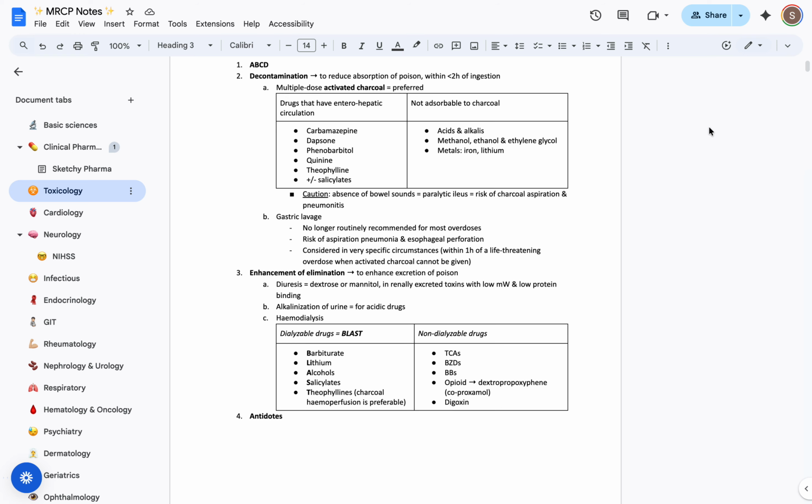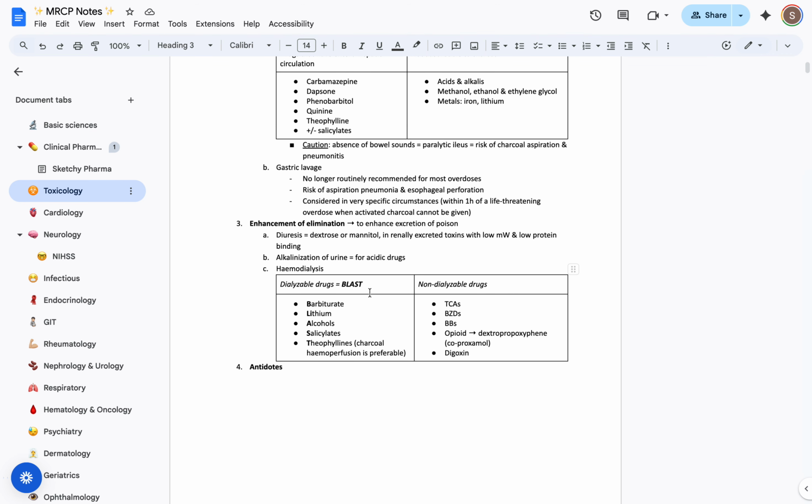For acidic drugs, we can alkalinize the urine, and then for hemodialysis, there are drugs that are dialyzable: BLAST, barbiturate, lithium, alcohols, salicylate, and theophylline. There are drugs that are non-dialyzable, where it would not be helpful, like TCAs, BZDs, beta blockers, so tricyclic antidepressants, benzodiazepines, beta blockers, and opioids, dextropropoxyphene, co-proxamol, and then digoxin. These are non-dialyzable. So we have to just remember the dialyzable drugs: BLAST, barbiturate, lithium, alcohol, salicylate, and theophylline.